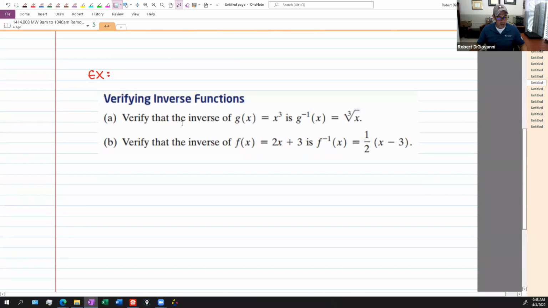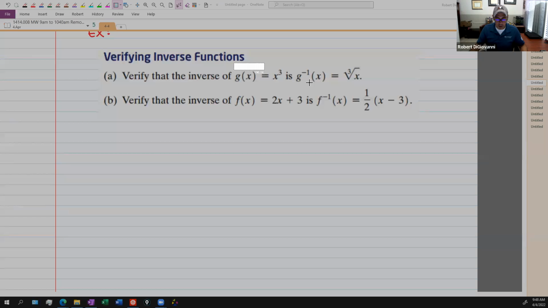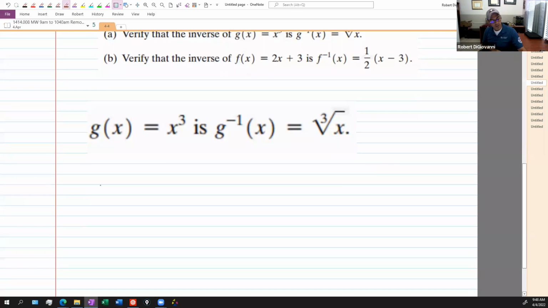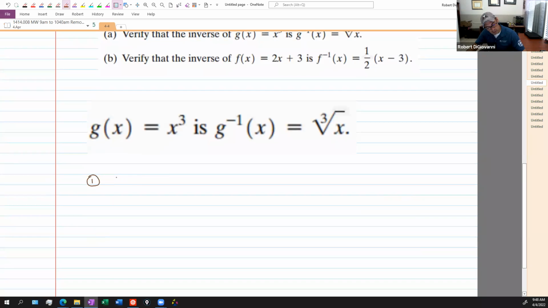So here's how we're going to do it. Here's an example. There's 2 problems here. We're going to do part A first. I want to verify that these are inverses of one another. I have to remember, I have to show 2 things. The first thing I'm going to show is that f of f inverse of x is x. So here, because this is g, I'm going to use g instead. g of g inverse of x. What is it? Well, we take g, inside of it, we plug in the inverse.